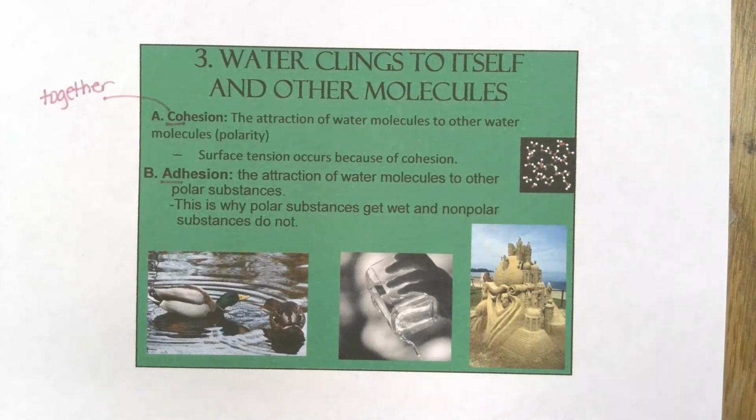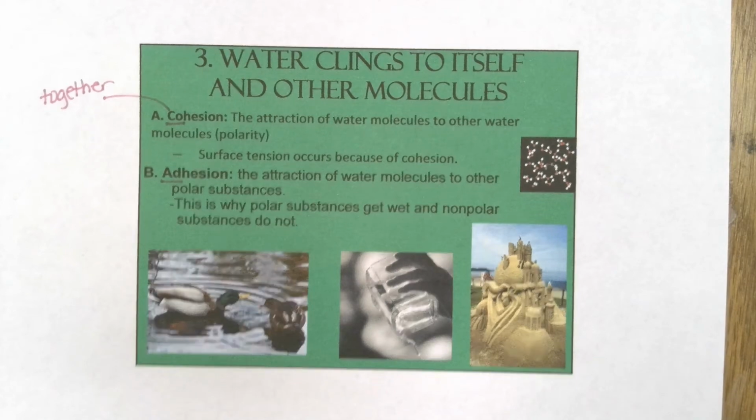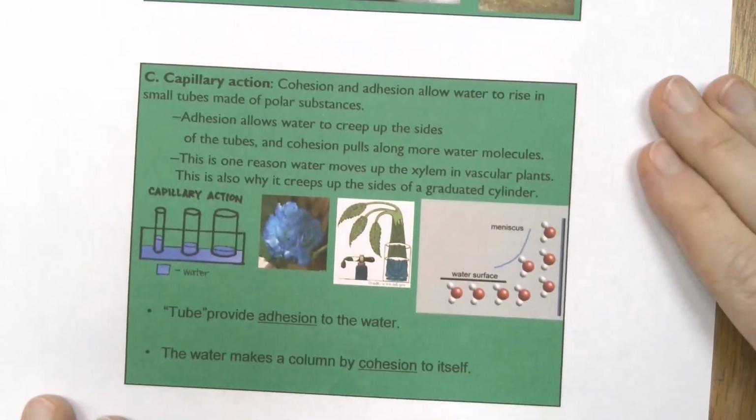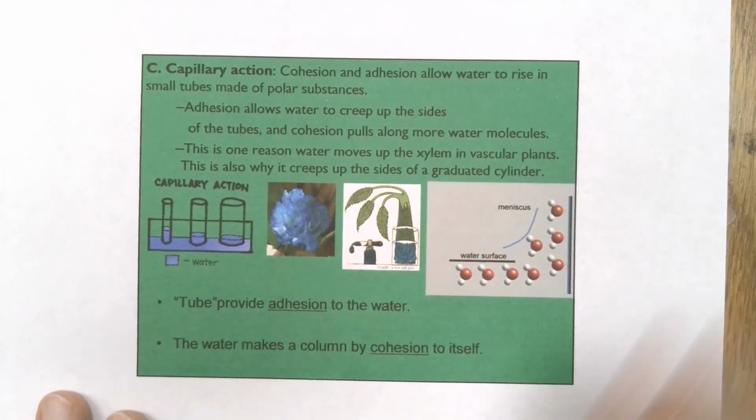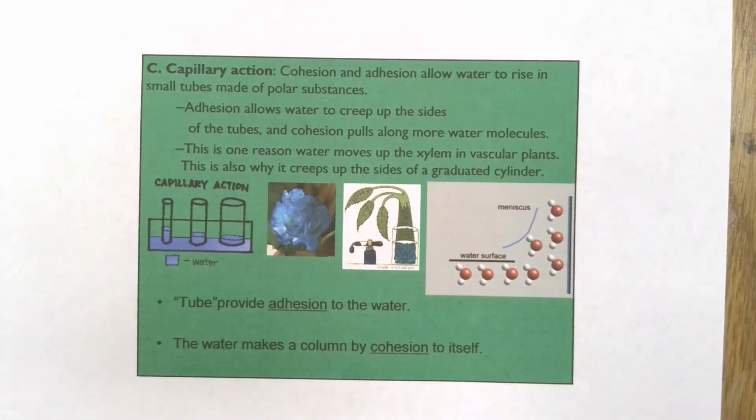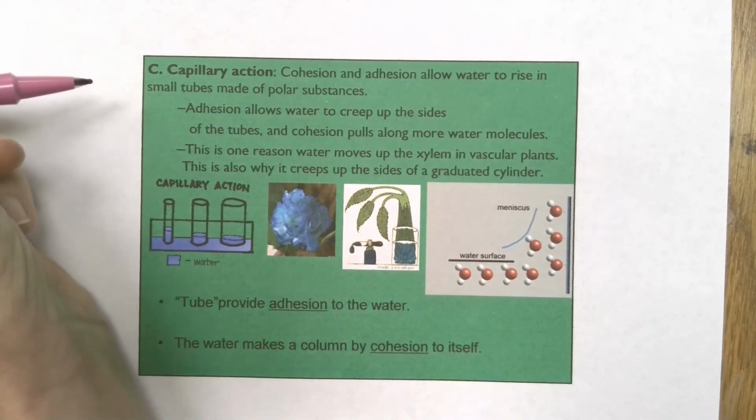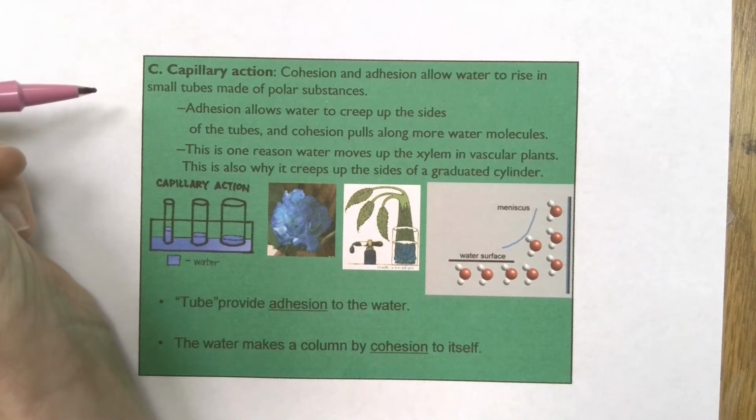All right, so that's cohesion: water sticks to itself. Adhesion: water sticks to other polar substances. These 2 things work together to produce the next property of water, which is known as capillary action. Capillary action works with cohesion and adhesion working together for water to move up small tubes that are made of polar substances.